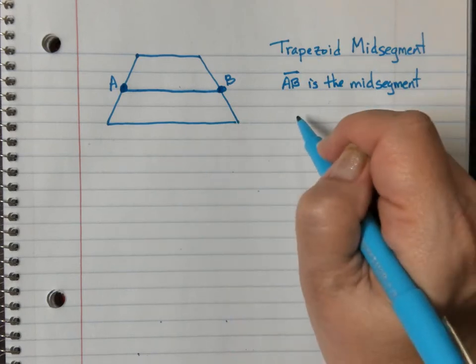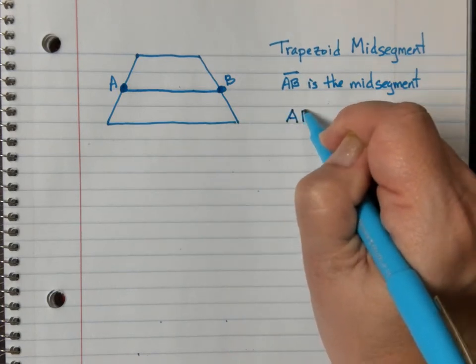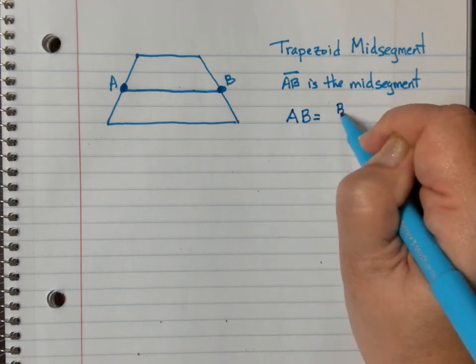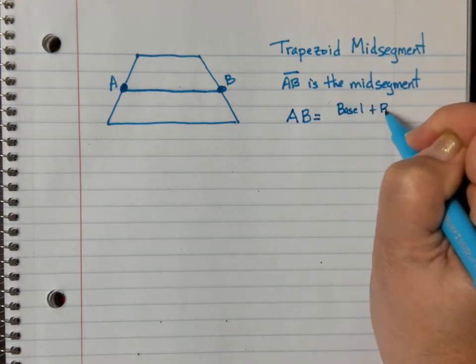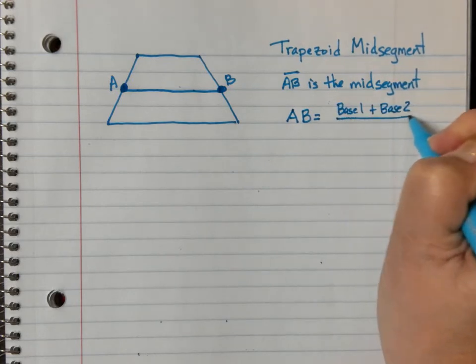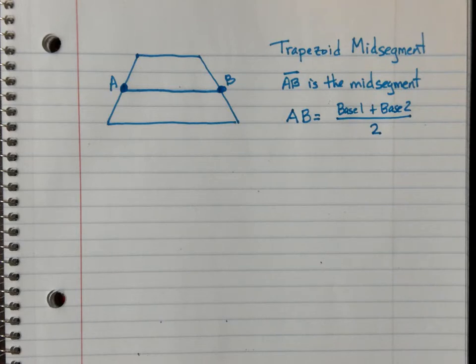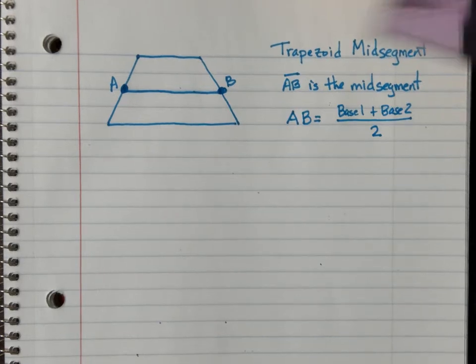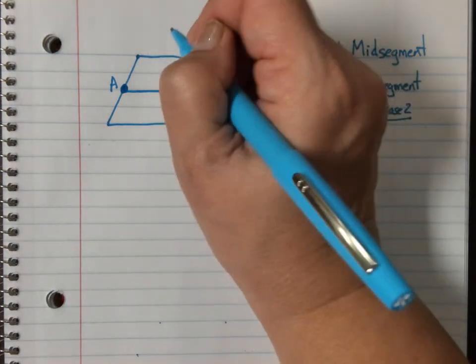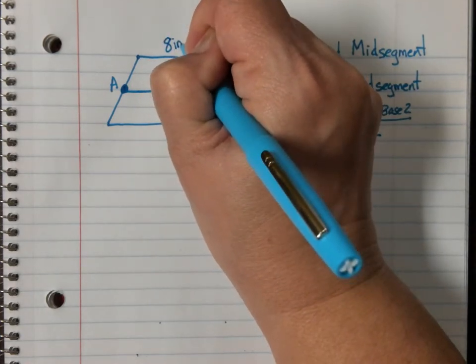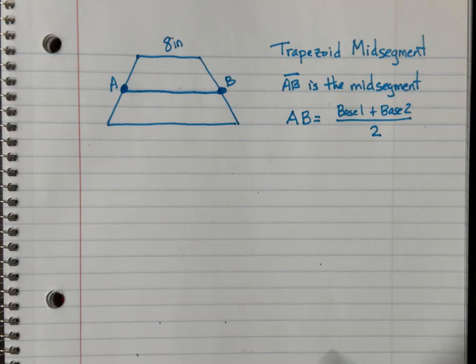Right? So AB, the mid-segment, is base 1 plus base 2 divided by 2. It's the average. So it's right in the middle. Alright, so what that means is if I took a ruler and I measured this line segment, and let's say this was 8 inches, I mean, it's obviously not 8 inches, that's too small, but it's not drawn to scale.